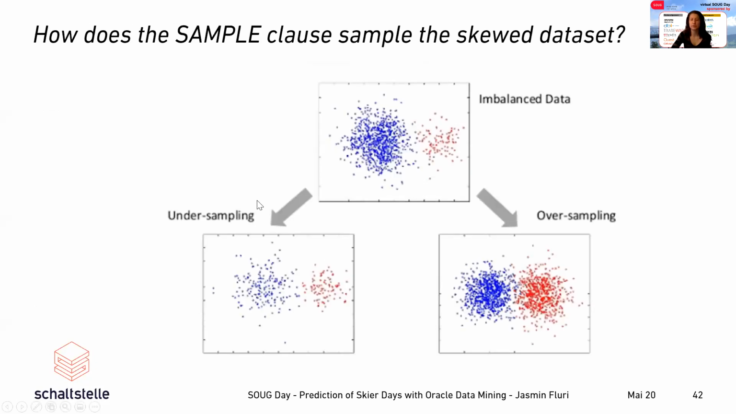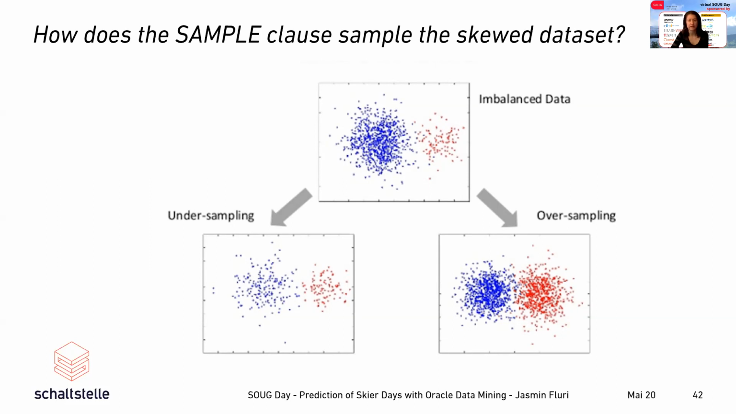As we have seen before, skewed data is data that is out of balance, as seen in the top picture here. If we now would sample a data set like this with Aura hash, we would probably have only few red dots to train the model with. And then it would be possible that the model treats red dots as outliers. And we don't want to have that. So the sample clause now automatically rebalances this. And there are two ways to do it.